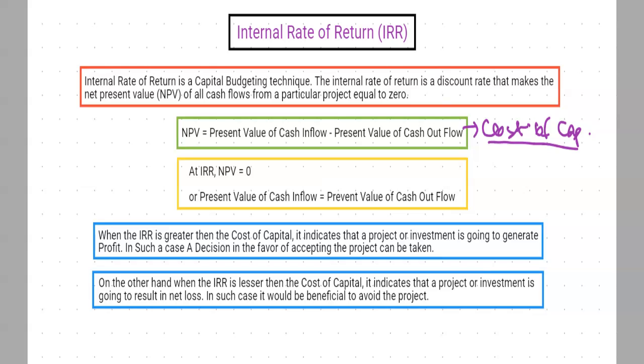So when the IRR is greater than the cost of capital, it indicates that a project or investment is going to generate profit. In such a case, a decision in favor of accepting the project can be taken. On the other hand, when the IRR is lesser than the cost of capital, it indicates that a project or investment is going to result in net loss. In such a case, it would be beneficial to avoid the project. So let's take up an example to understand how to calculate the internal rate of return.